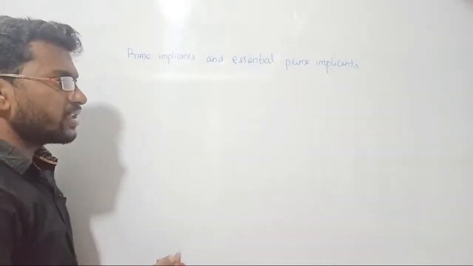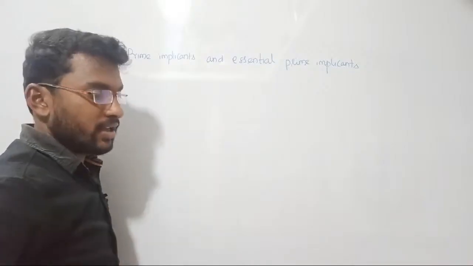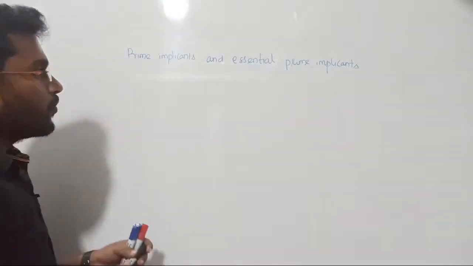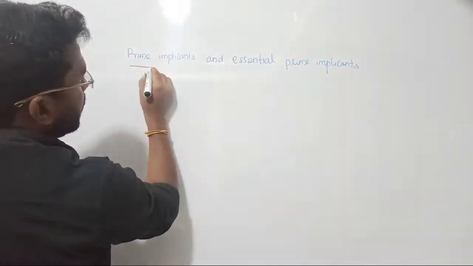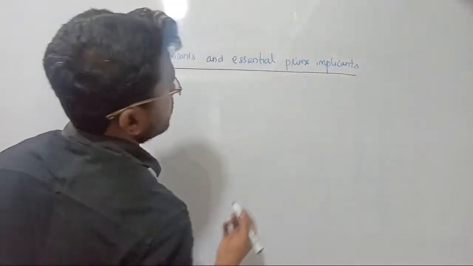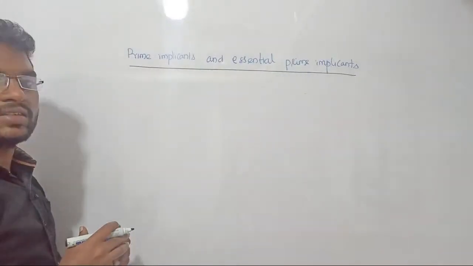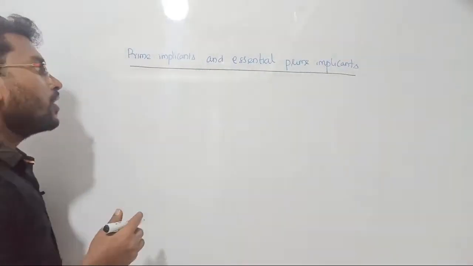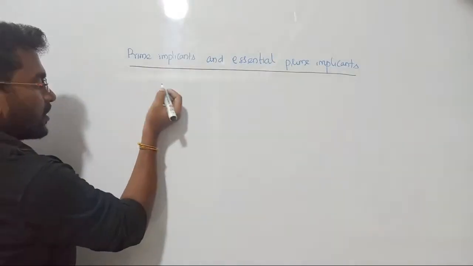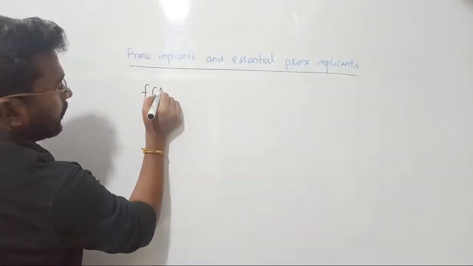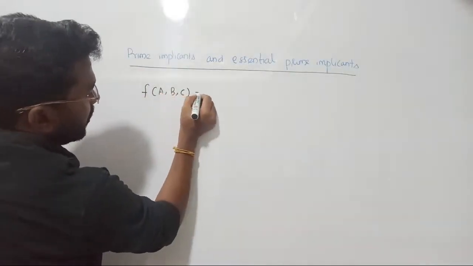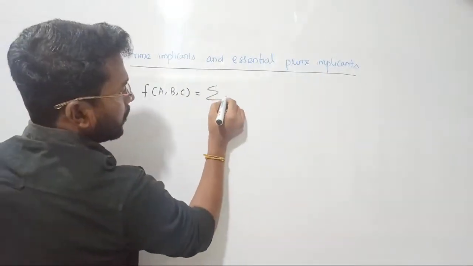First of all, what do you mean by implicant? Each and every variable is being treated as an implicant. Now that is in SOP form, in sum of products. So let's see how to find the prime implicants and essential prime implicants in the given function. For example, an SOP form function is given like this, f of a, b, c.